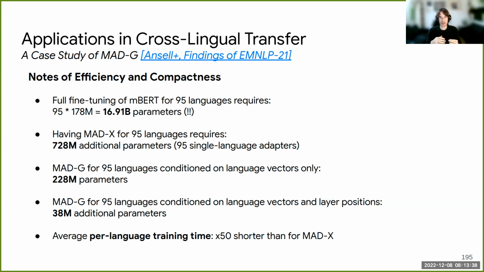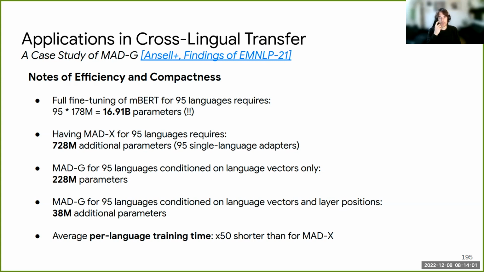So by the number of layers in which we're doing the actual conditioning. This boils down to having only 38 million additional parameters to actually do specialization of a massively multilingual model like Embed to 95 additional languages. And something that's also pretty important is per language training time.